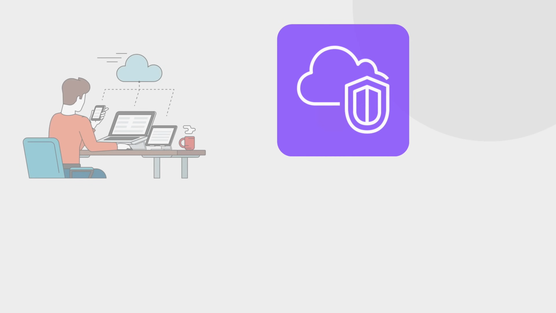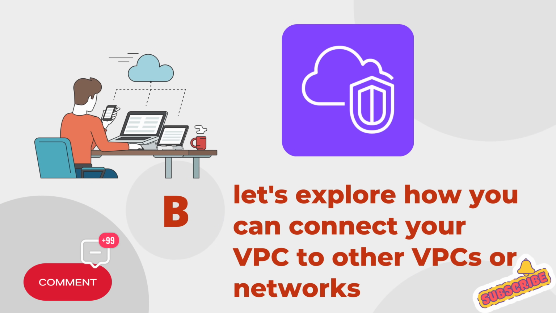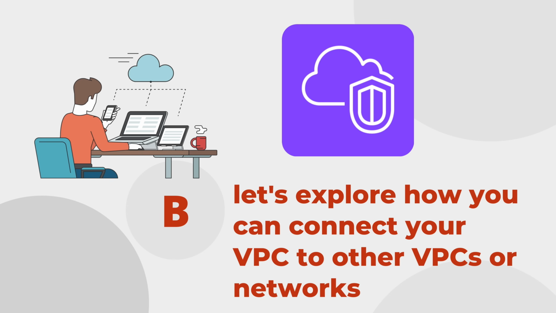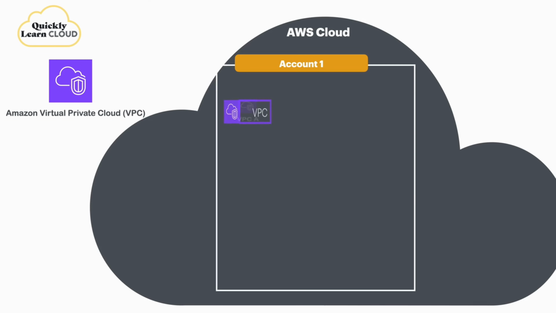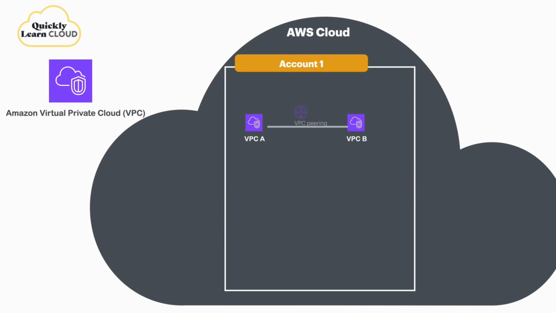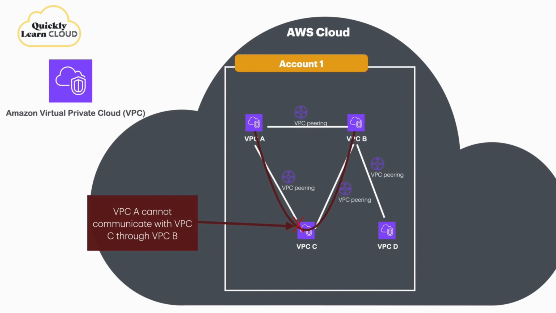Now, let's explore how you can connect your VPC to other VPCs or networks. AWS offers several options here, with VPC peering and transit gateway being the most prominent. 1. VPC peering. VPC peering allows you to connect two VPCs privately using AWS's global infrastructure, enabling them to communicate as if they were in the same network. Importantly, VPC peering is not transitive, meaning if VPC A is peered with VPC B and VPC B is peered with VPC C, VPC-A cannot communicate with VPC-C through VPC-B.